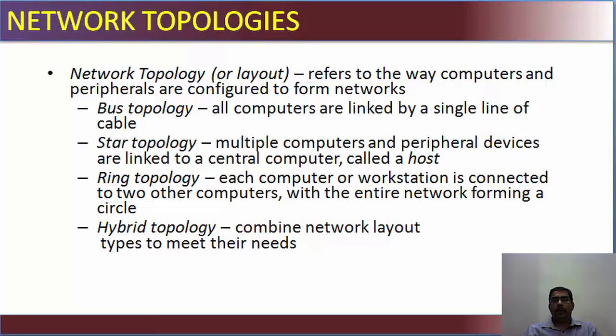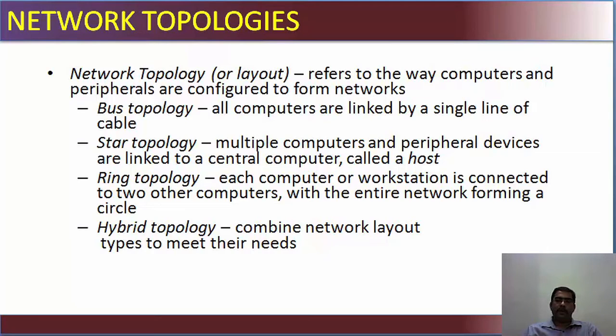Topology is nothing but a layout which refers to the way computers and peripherals are configured to form the networks. There are different kinds of topologies for network. The older one was the bus topology, wherein all the computers are linked by a single line of cable. The problem with this was if there is a loose connection or if one computer fails, then all the other computers also used to fail. Then there was ring topology, the second one, where each computer or workstation is connected to two other computers with the entire network forming a cycle. Here also there was a problem.